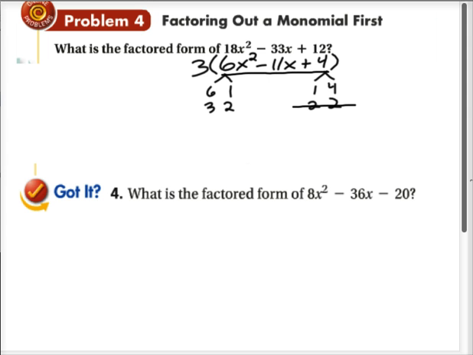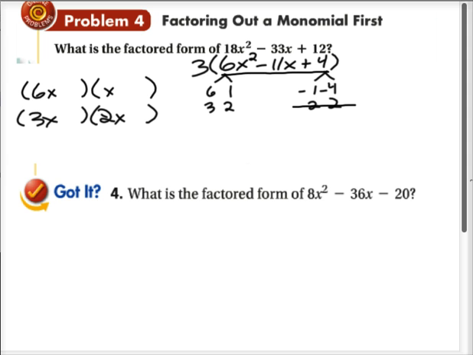Next thing that I notice, I need it to multiply to be positive, add to be negative. So I know I'm looking at two negative numbers here. So next, I have my two structures. We're going to be looking at 6x and x, or 3x and 2x. All right?